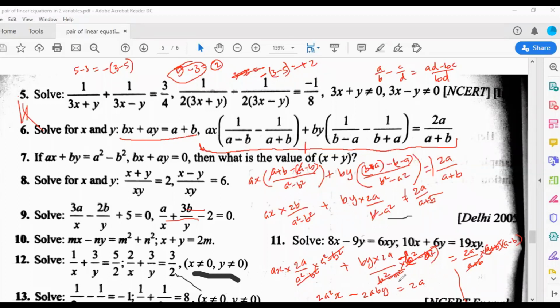Now the equation is reduced to a simple one, and you can solve this equation together with the first equation. 2a into (a minus b) is here, and (a plus b) we only cancel. 2a is everywhere, so you can divide the entire equation by 2a. Then the balance you can do, and you can solve for a and b.